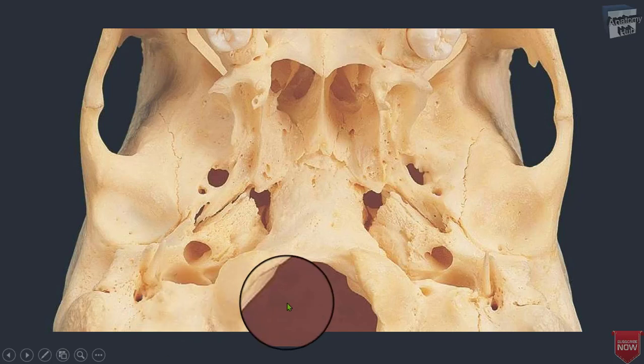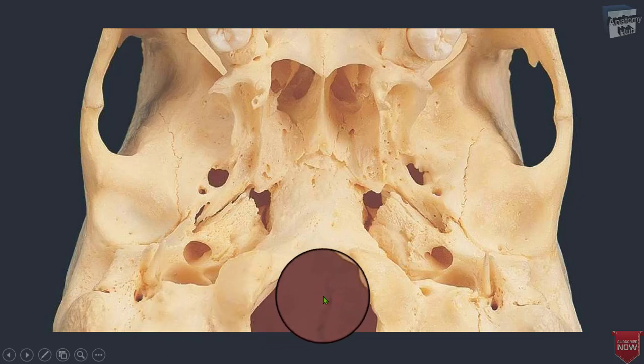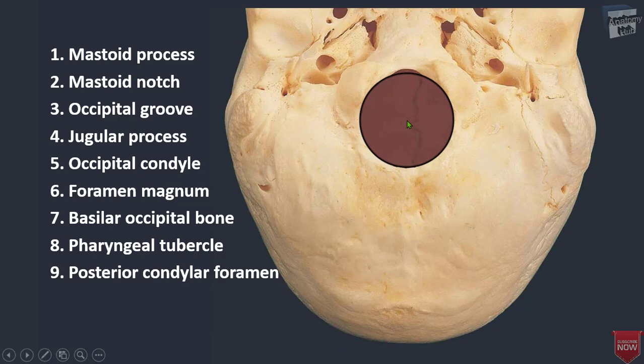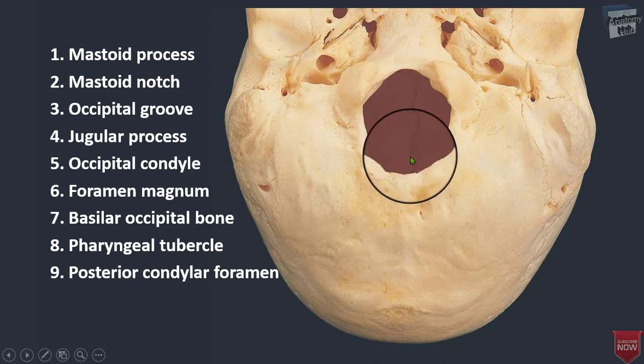Then here you'll find the foramen magnum that lies on the midline. It provides the communication between the cranial cavity and the vertebral canal. So here we will find the foramen magnum. Magnum means great, and it lies on the midline.